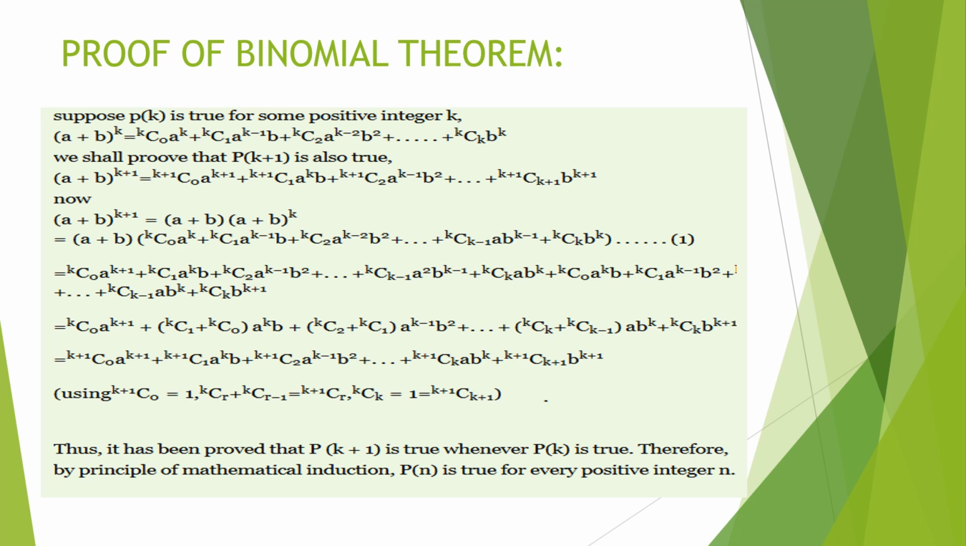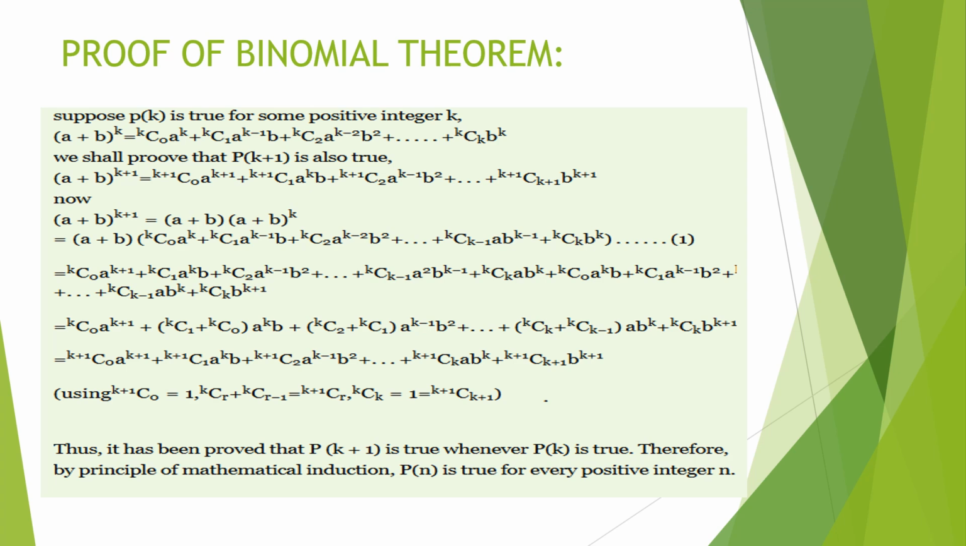So what we have obtained is kC0 a^(k+1). We take out the terms having a^k into b. So what do we have? a^k into b into (kC1 plus kC0). But what is kC1 plus kC0? If you remember in the last video for combinations, we had seen that kC1 plus kC0 can be written as (k+1)C1. Correct? So what do we have? (k+1)C1 into a^k b. The third term (k+1)C2 a^(k-1) into b^2.